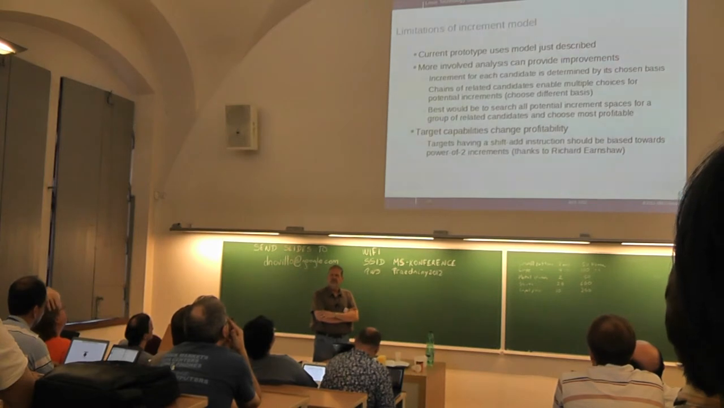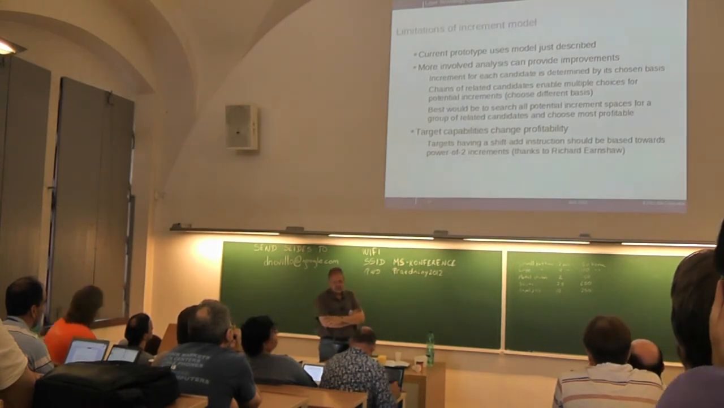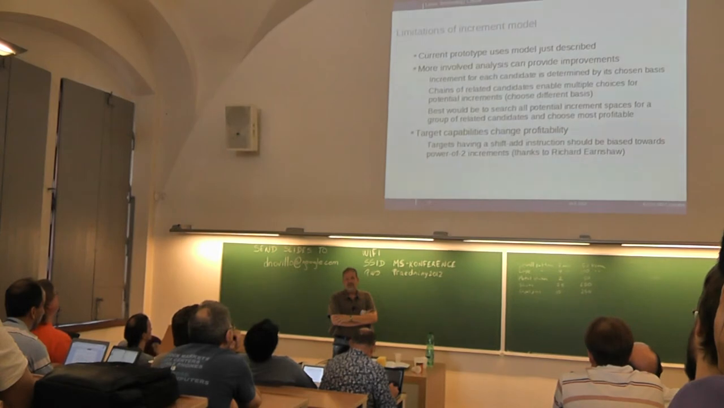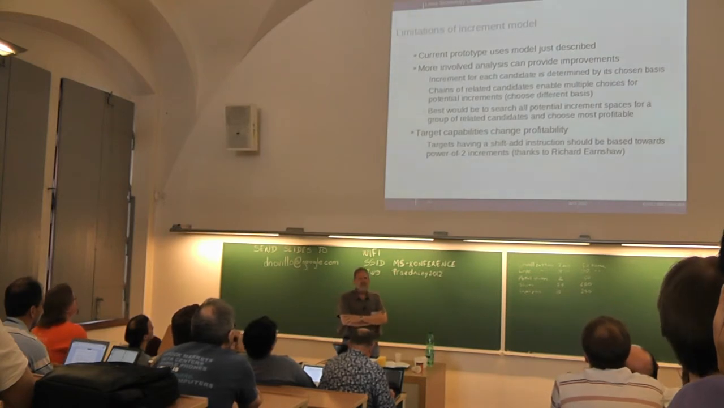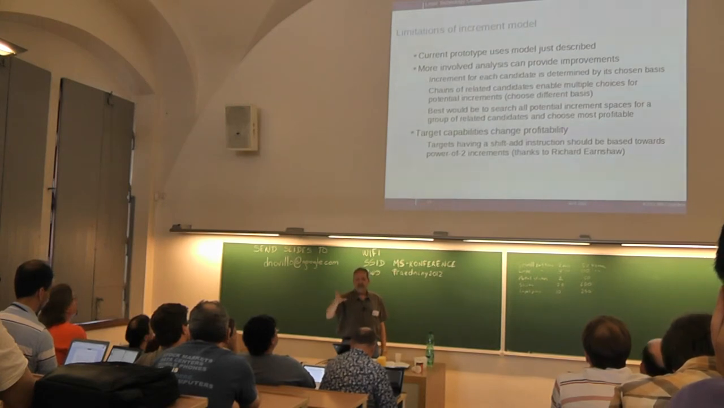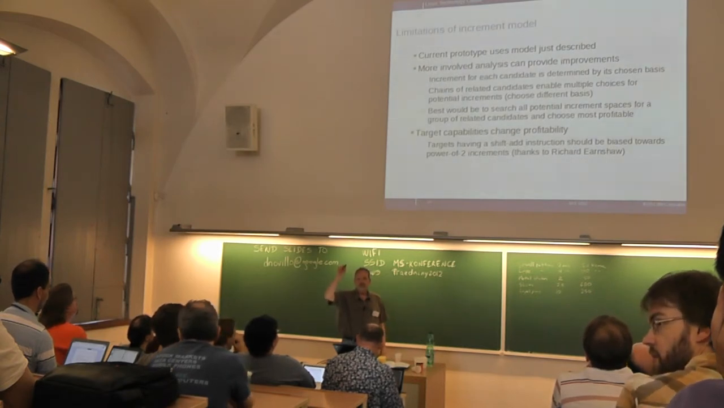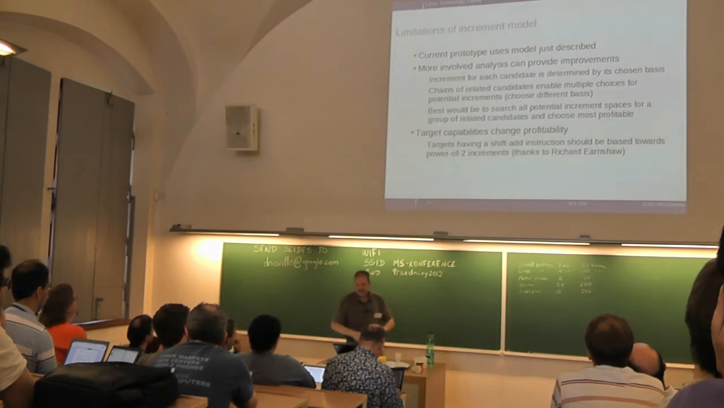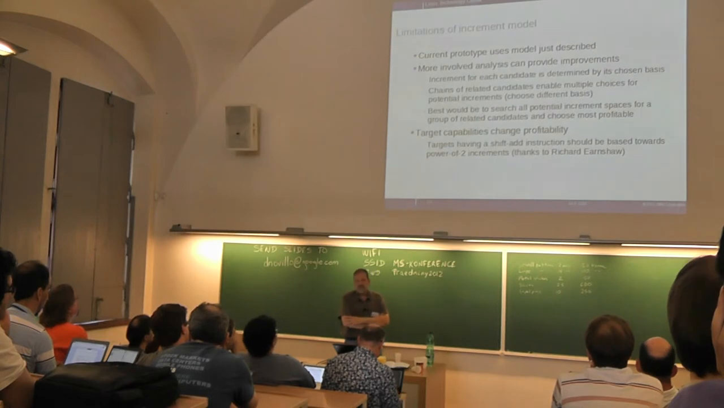So there are limitations on this model of the increment. What I've talked about so far is the way that I've got this prototype. There is more involved analysis that could be done, and probably should be done, to make things better. The way we come up with this increment depends on which one of the possible bases we chose. If you just go to I equals I plus 1, then the increment is always going to be 1 going back to 1. You could go back 2 and take the value of 2, and that might be a better choice. So you might want to search through all the potential increment choices for the different candidates in order to determine the best possible cost.